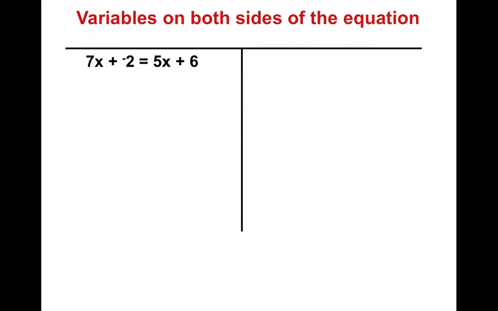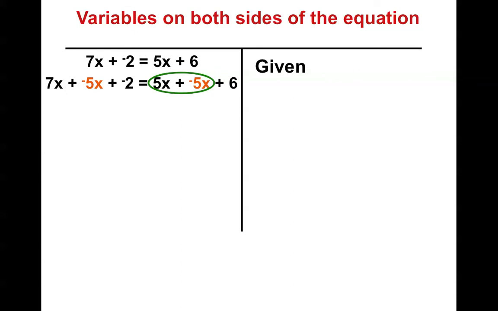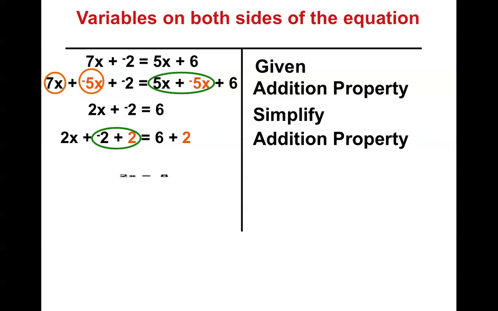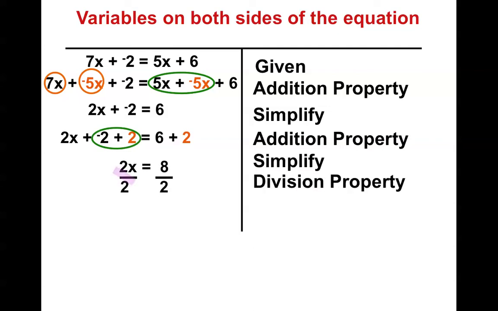Here's another example. In this situation, we're going to do this problem because it's given. We're going to use the addition property to eliminate the 5x. 0 plus 6 is 6. When we look at the other side, we have 7x plus negative 5x, and that equals 2x. 2x plus negative 2 equals 6. If I use the addition property again, I can eliminate the 2. Now if I use the division property, the variable is isolated, and I get x equals 4.